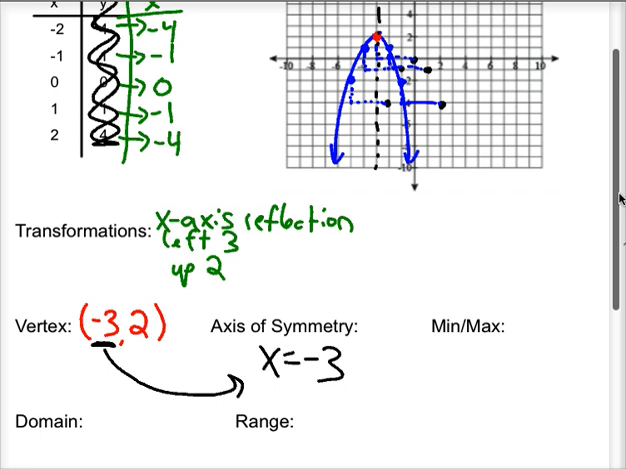The min or the max? Well, notice this time it's the top of my function, so it's going to be my maximum point. Now, what is the maximum point? Well, remember that comes from the y value of the vertex, because that represents what the function actually is at that point. So the maximum value that function can take is 2.